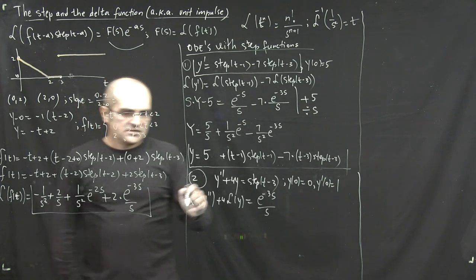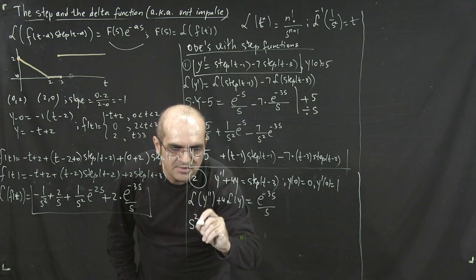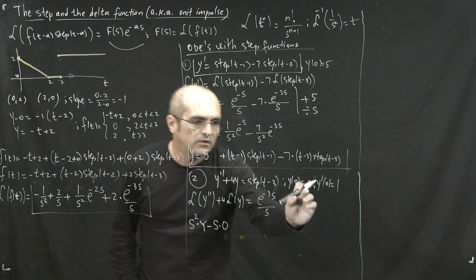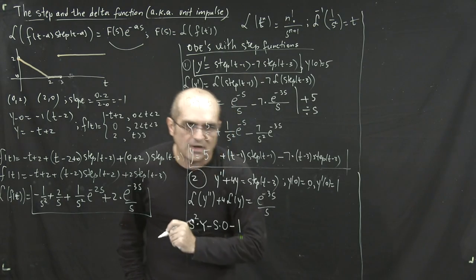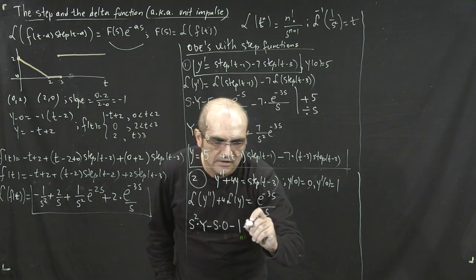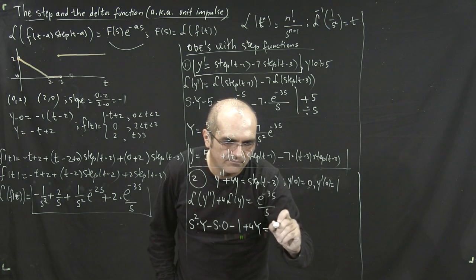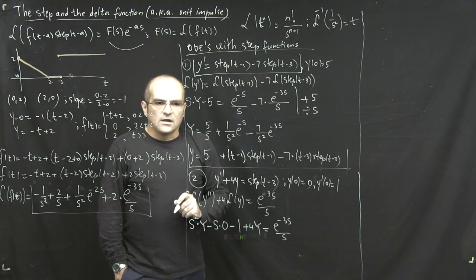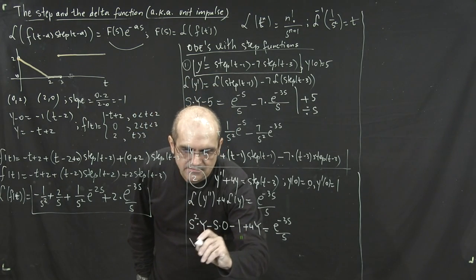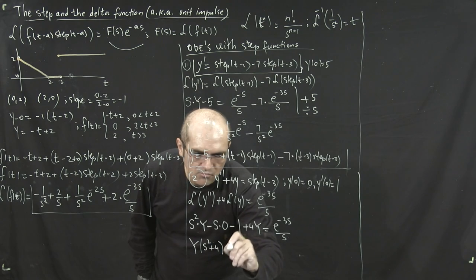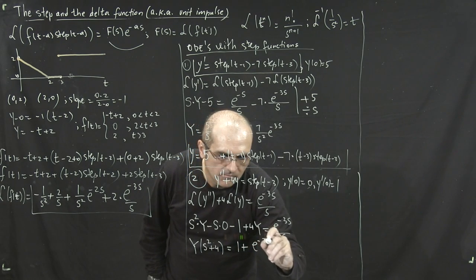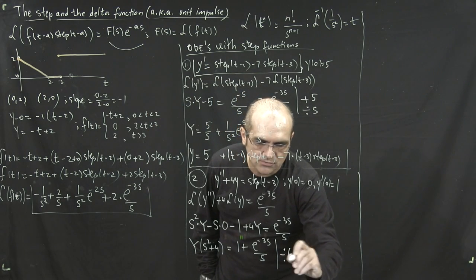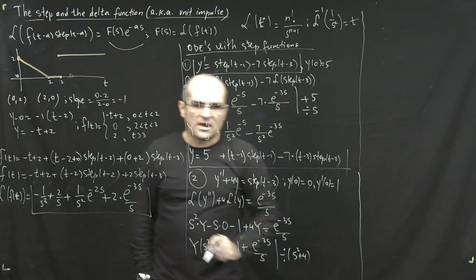Carefully look at the formula sheet, and you get what? You get s squared big Y minus s times y of 0, which is 0, minus y prime of 0, which is 1. That's the formula for L of y double prime, and that's 4 plus 4 times big Y e to the minus 3s over s. Factor Y on these guys and move the 1 to the right. And then we're going to have to divide both sides by s squared plus 4 to get Y by itself.